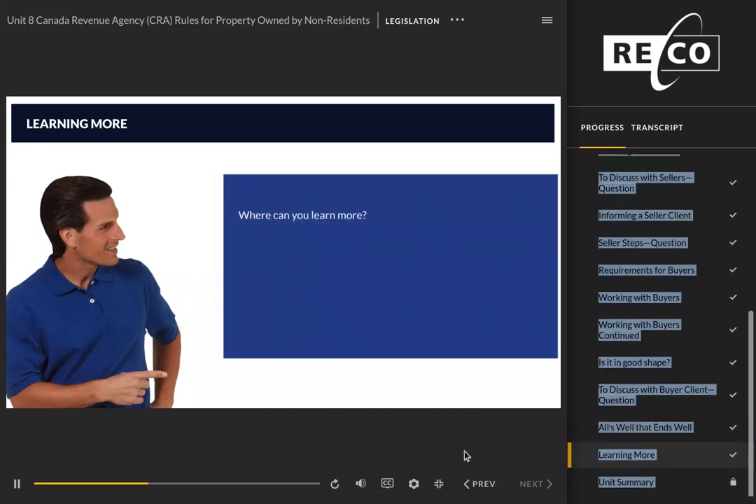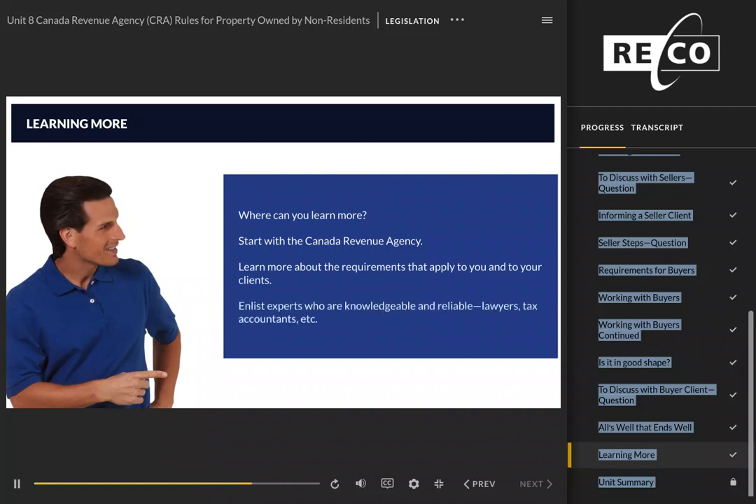But where do you go to learn more? The Canada Revenue Agency is the best place to start. Their website should be your first stop. Learn more about the requirements that apply during the sale or purchase of real estate, and ensure that your support network includes knowledgeable and reliable tax lawyers and tax accountants who can provide your clients with definitive advice on this and other matters crucial to protecting their best interests.